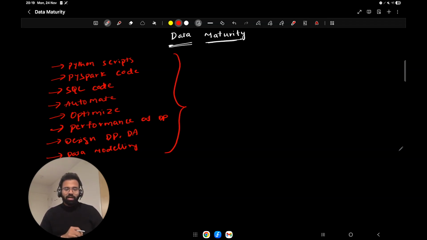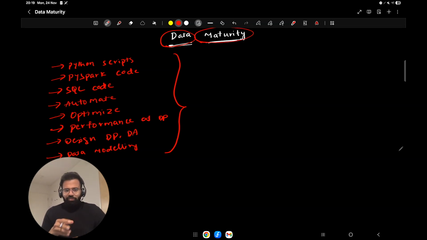It doesn't mean that you have to do all these different things at a single company. It varies from company to company, but most people don't really understand based on what criteria it varies. And the criteria we want to talk about here is data maturity.